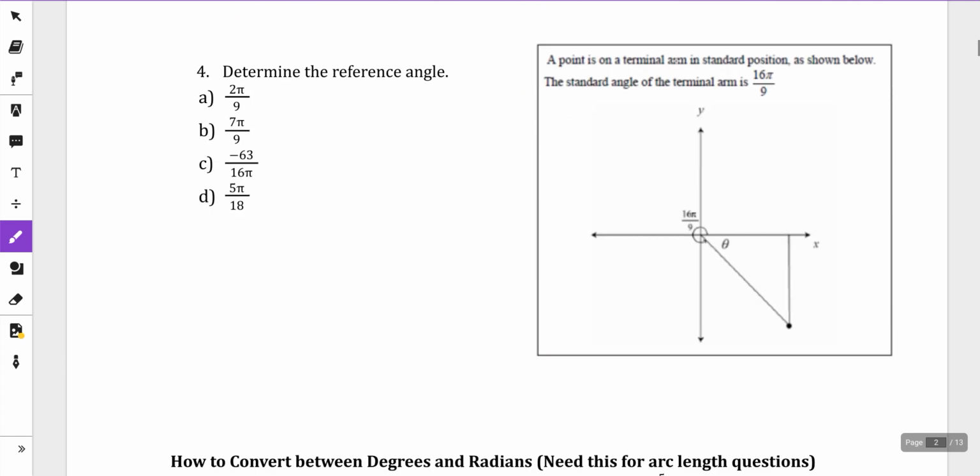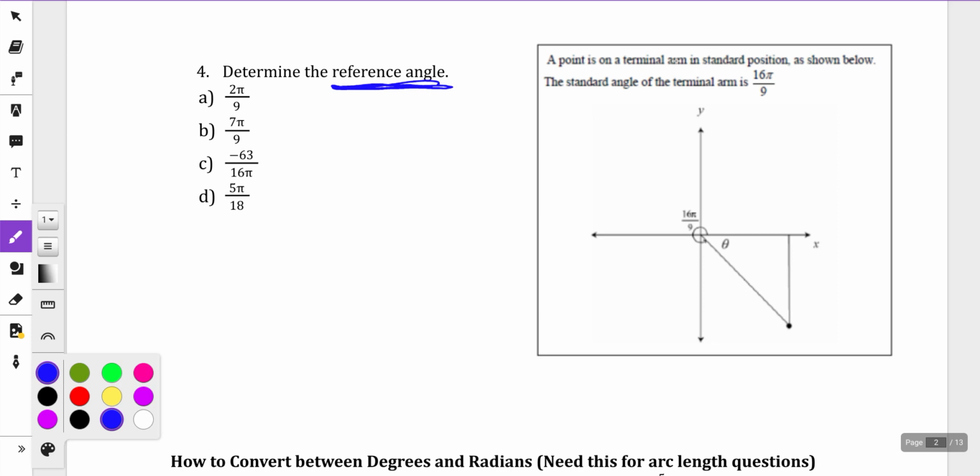Number 4. Determine the reference angle. Yeah, this is perfect. This is one of those questions that's not on the unit circle. Right? People look at it, they want it to be on the unit circle so bad, but it's not. Looking at this picture, it says a point is on a terminal arm in standard position as shown. The standard angle is 16 pi over 9. Over 9 is not on your unit circle. So you're not going to be able to unit circle this. Your job is to determine the reference angle.